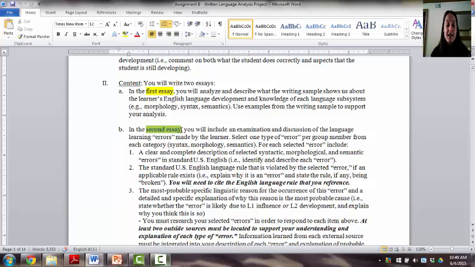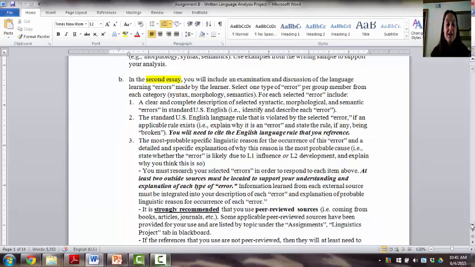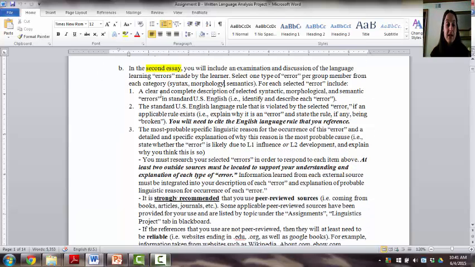In the second essay, what you're going to be doing is finding one example of an error in each of the 3 subsystems, right? So one morphology error, one syntax error, and one semantics error. And there are 3 steps that you have to follow in this error, and they're listed in the document, as you can see. So the first one is you have to give me a clear and complete description of that error. So what is wrong with this particular example? Okay, and you have to describe that.